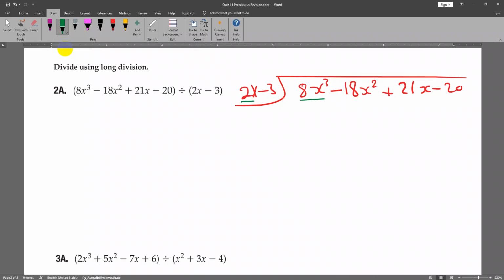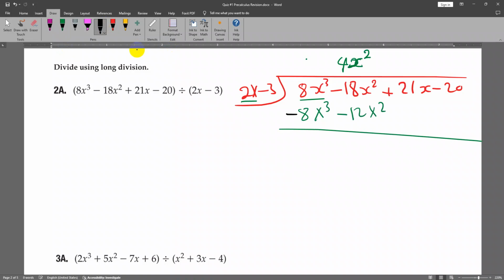We'll divide the first term by the first term. 8 divided by 2 is equal to 4, and x to the power 3 divided by x will give you x squared. Let's multiply, which gives you 8x cubed, and then negative 12x squared. Change the sign. This one will be negative, this one will be positive, cancelled, so it will be negative 6x squared, and drop down the next term so that we can continue.